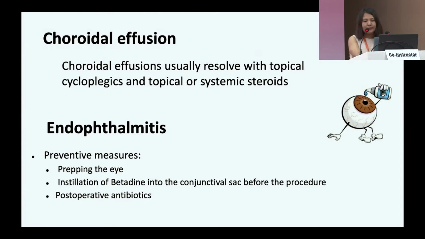Choroidal effusions mainly get resolved with the help of topical steroids, cycloplegics, and systemic steroids. And endophthalmitis is the most dreaded complication for any ophthalmologist, especially blebitis and bleb-related inflammation and endophthalmitis, which can present at any point of time after trab surgery or glaucoma surgery. We can prevent it by prepping the eye with antibiotic topical drops preoperatively. Instillation of betadine is essential, and again, post-operative antibiotics.